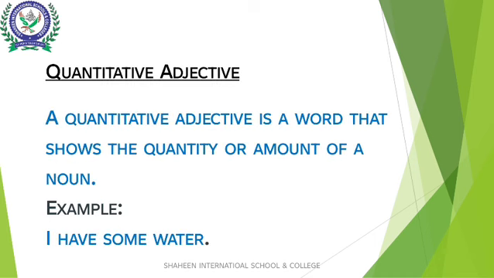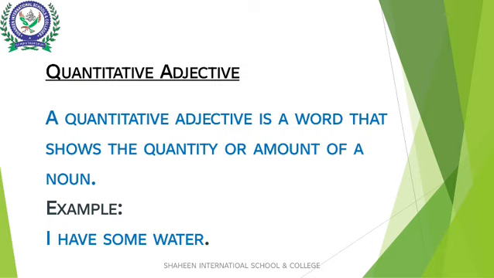The last type of adjective is quantitative adjective. A quantitative adjective is a word that shows the quantity or amount of a noun. It means that it shows how much or how many of the noun or pronoun is being talked about in a sentence. For example, I have some water. In this, the quantitative adjective is some, which is basically showing the amount of water which a person has.